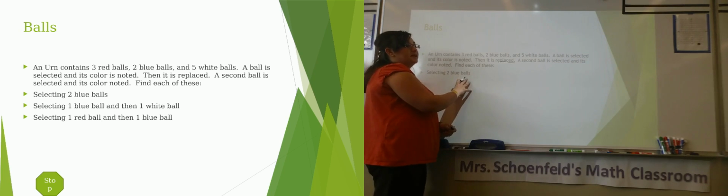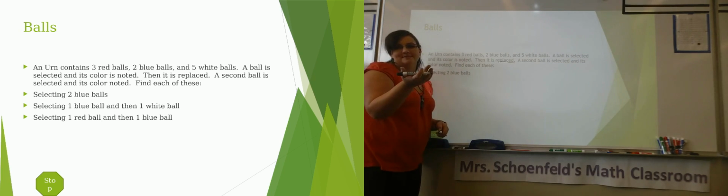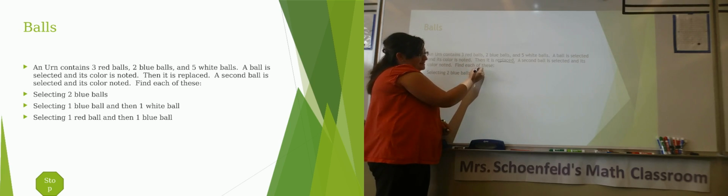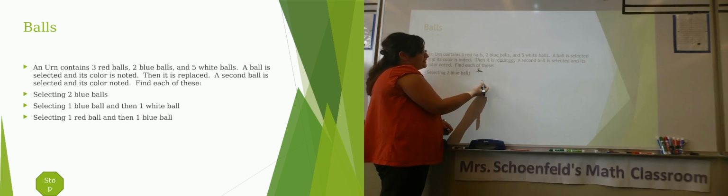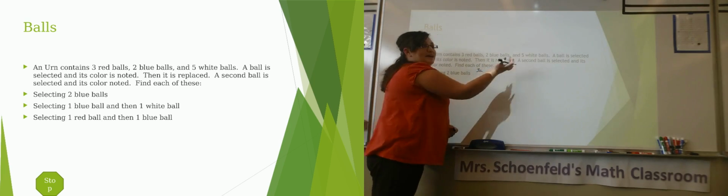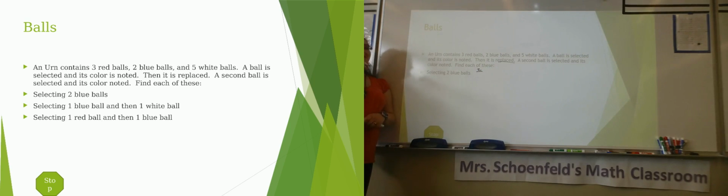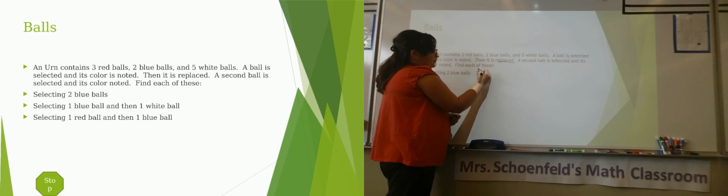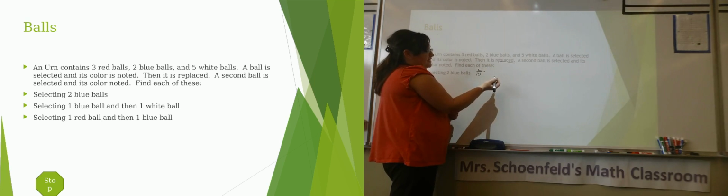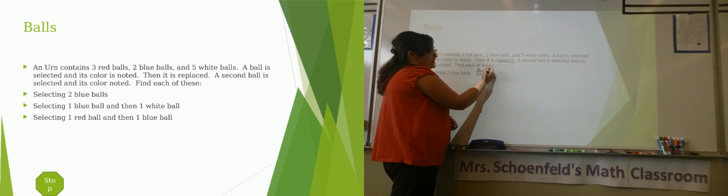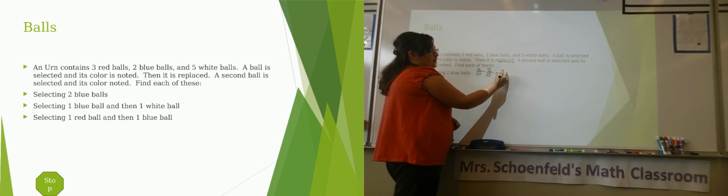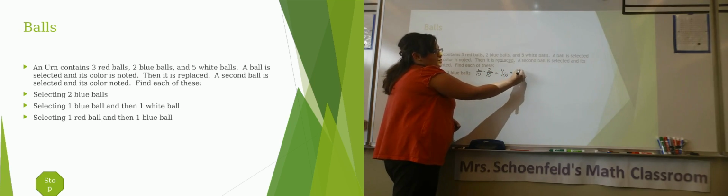So what's the probability of getting a first blue ball? How many blue balls do I have? I have 2 of them. How many total balls do I have? 10. Times 10, I put it back. How many blue balls do I have again? 2. How many total? 10. Multiply. I have 4 over 100 or 1/20.